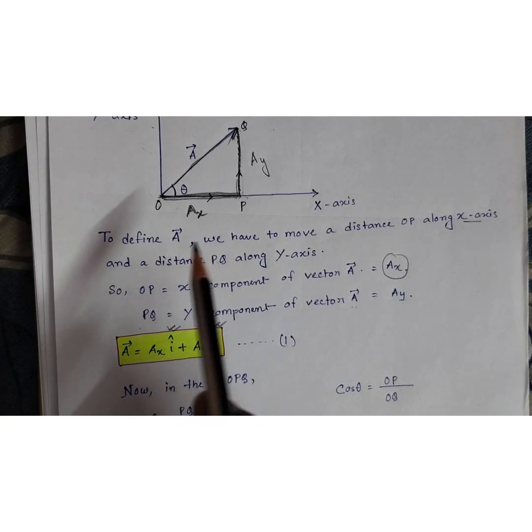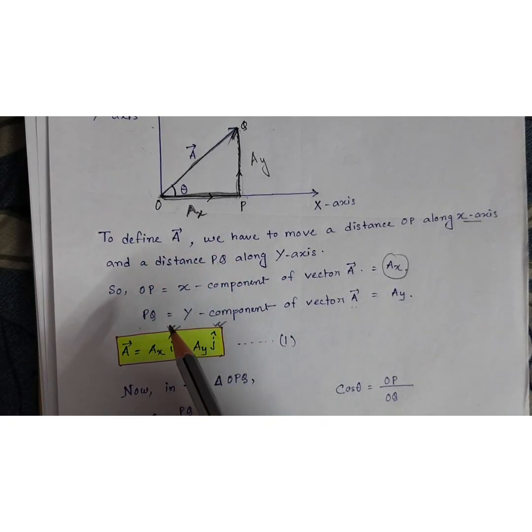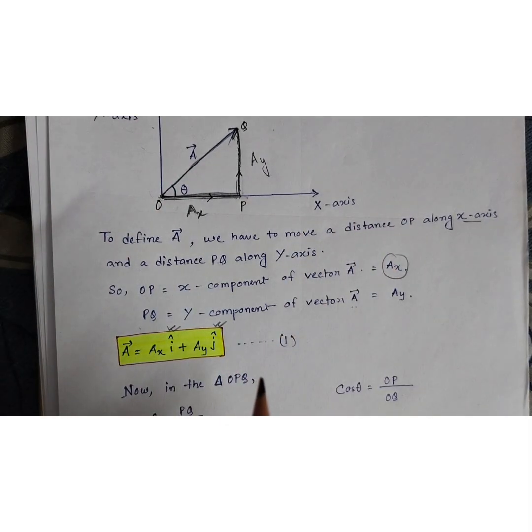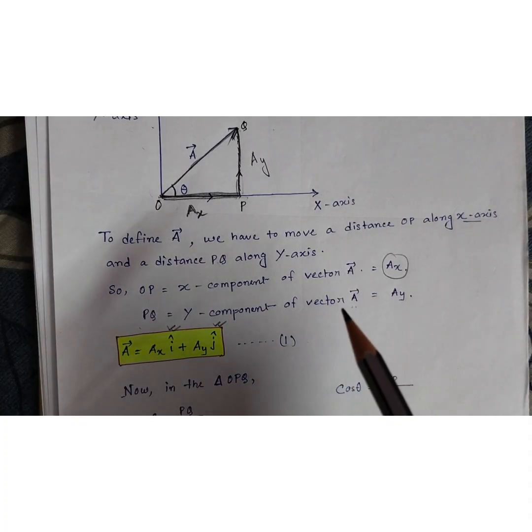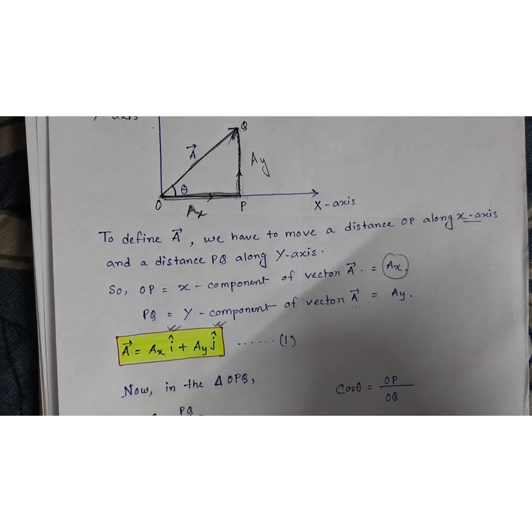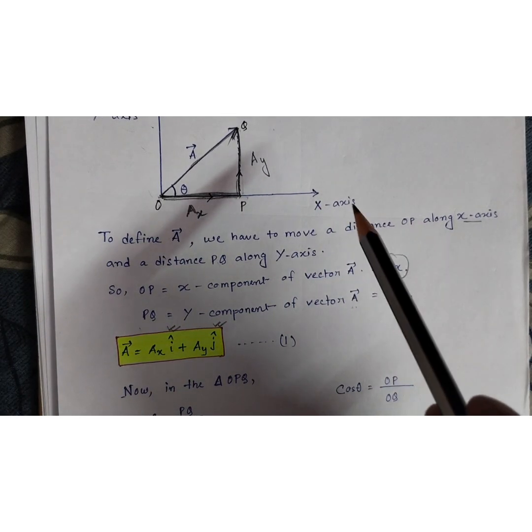Now, if we go to 3 dimensions, then obviously the z component will come. 3-dimension means x, y, z. That means we define a 3-dimensional space by 3 axes, that is the x-axis, y-axis and z-axis. So when we define a vector in 3-dimensional space, obviously the third component, the z component, will come. This is the way we express a vector in 2-dimensional space.